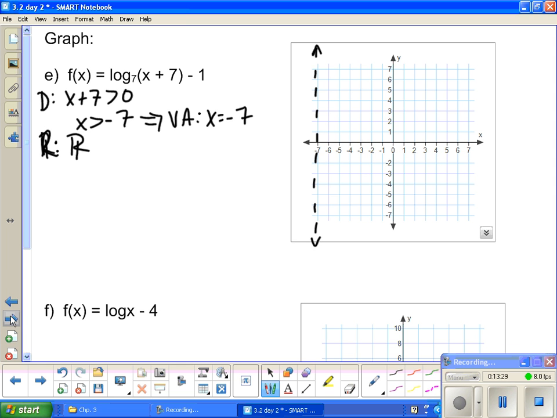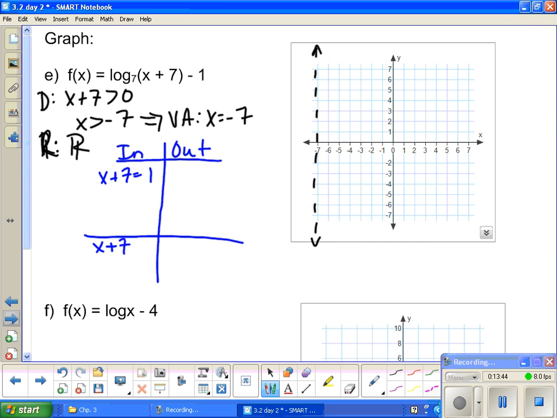So I'm going to have now my inputs and my outputs. I want x plus 7 to equal 1. And I need x plus 7 to equal the base, 7. Subtract 7 from both sides, x equals negative 6. Subtract 7, x is going to equal 0.